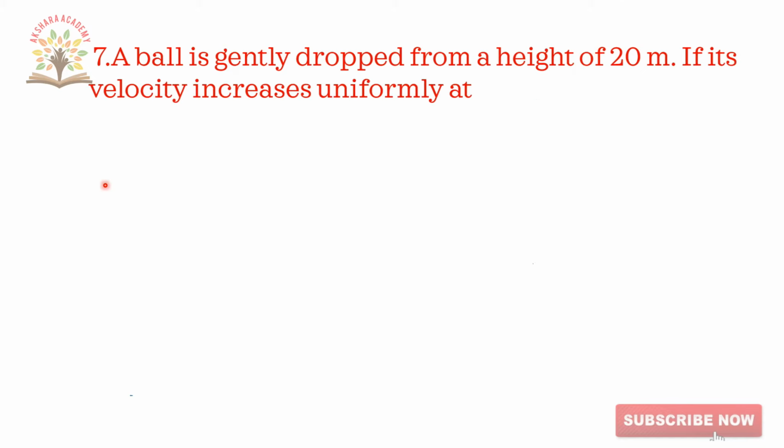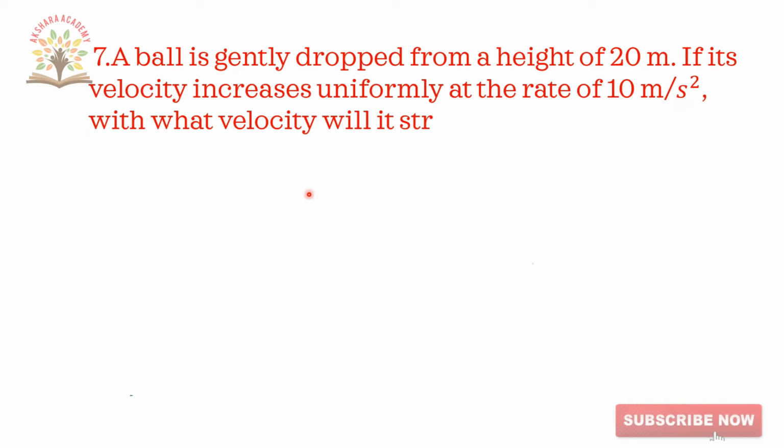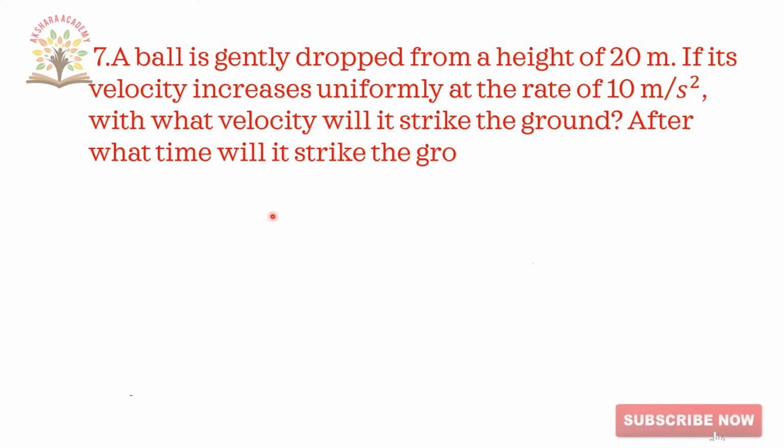A ball is gently dropped from a height of 20 meters. If its velocity increases uniformly at the rate of 10 meter per second square, with what velocity will it strike the ground? After what time will it strike the ground? In this question, they have given height 20 meters and acceleration 10 meter per second square, and you have to find out the velocity and time. Okay. So now let us go to the solution.